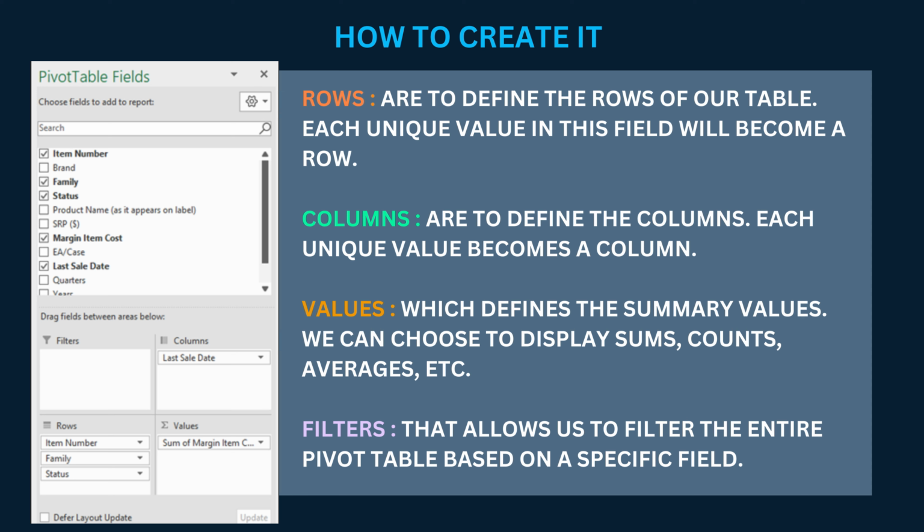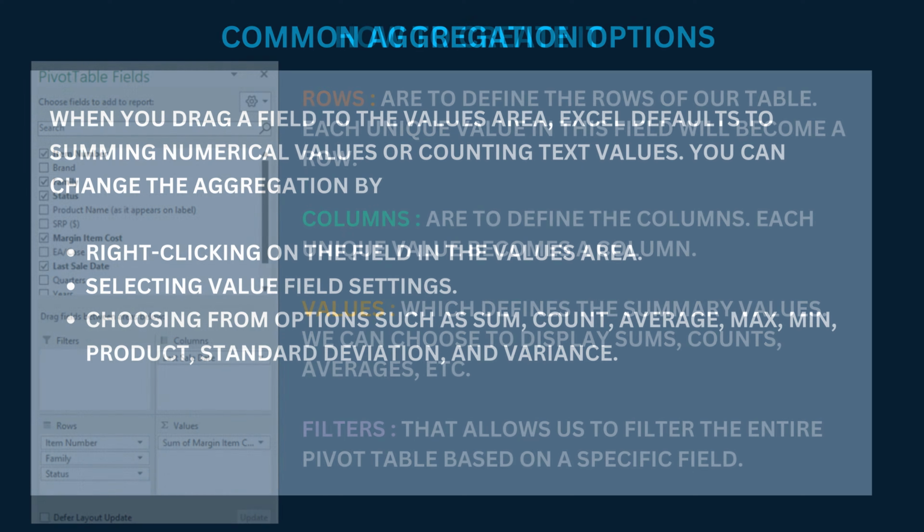Let's understand the pivot table areas. Row labels display the unique values from the chosen field as rows. Column labels display the unique values from the chosen field as columns. Values shows the aggregated data, such as sums, counts, averages, or other calculations. Filters create a filter above the table that allows you to filter the data by certain criteria.